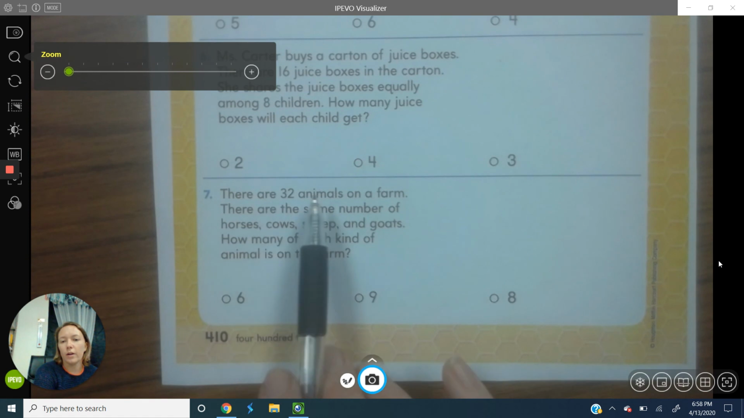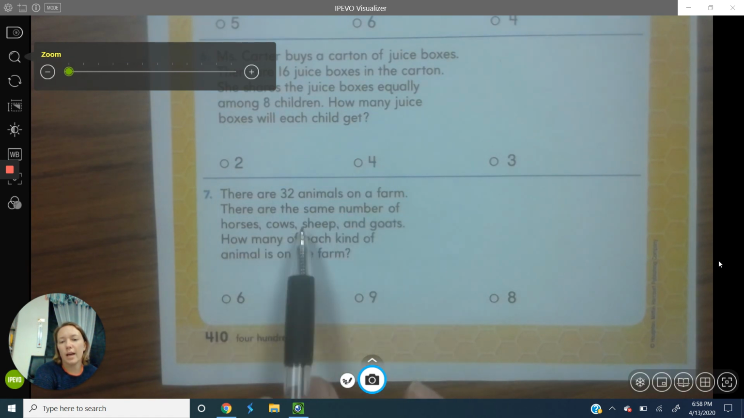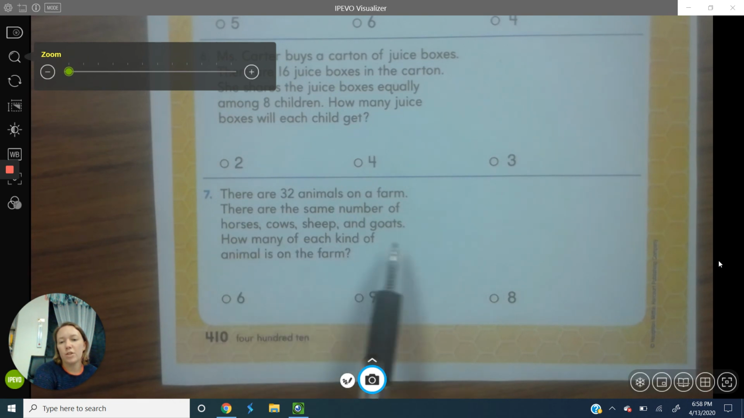There are 32 animals. There are the same number of cows. What kind of animal is on the farm?